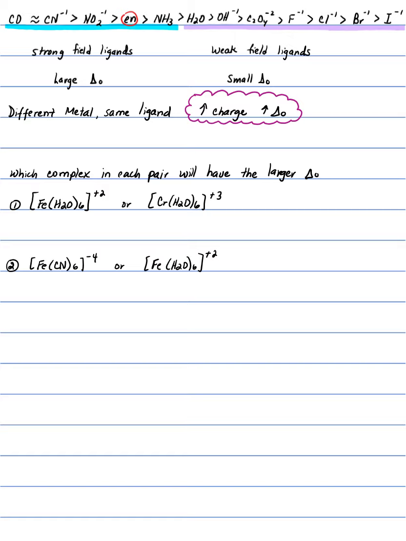So for this specific example, we have to check the charge of the metal. When you have a different metal and the same ligand, to determine which one has the larger or the smaller splitting, you have to determine the charge of the metal. That's why we learn how to assign the oxidation number for the transition metals when you have a complex ion. So checking the first one where I have iron.